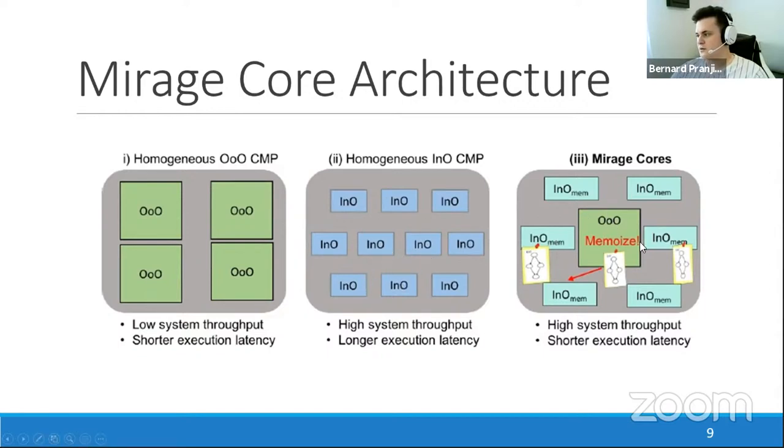So here, the Mirage core comes in. The idea is that there is one out-of-order core with six in-order cores, and the out-of-order core creates a schedule by reordering the instructions. All the in-order cores are then able to execute these instructions at a similar performance level as an out-of-order core would. This allows high system throughput because you have a lot of in-order processors, and still short execution latency because you are able to reorder instructions.